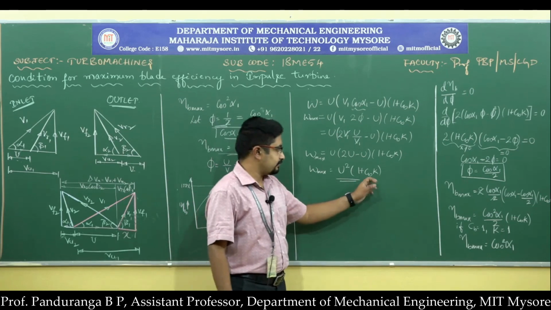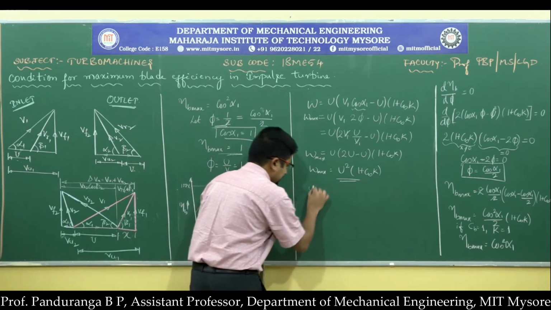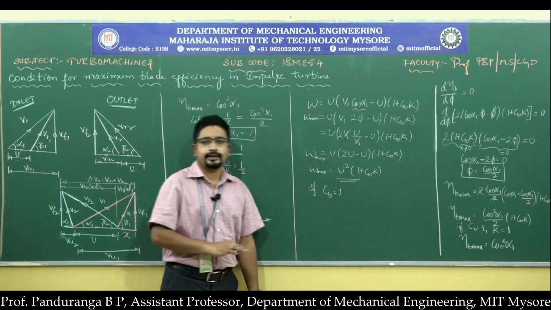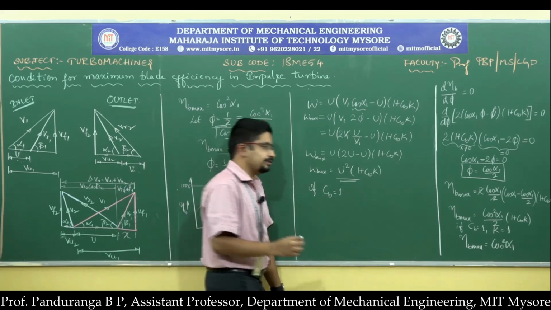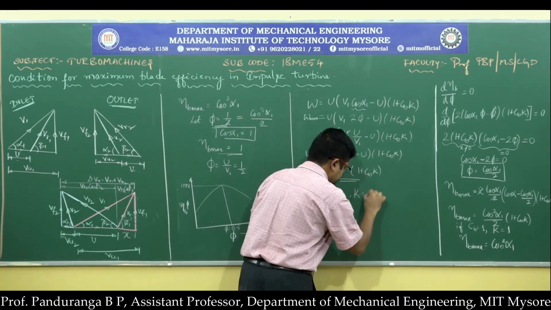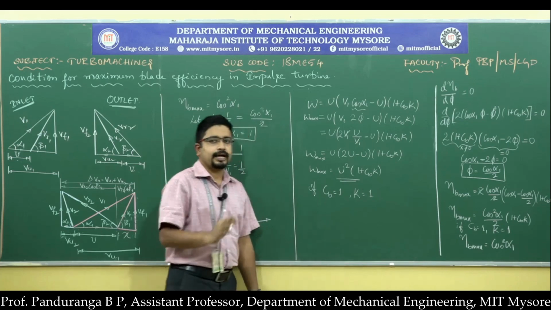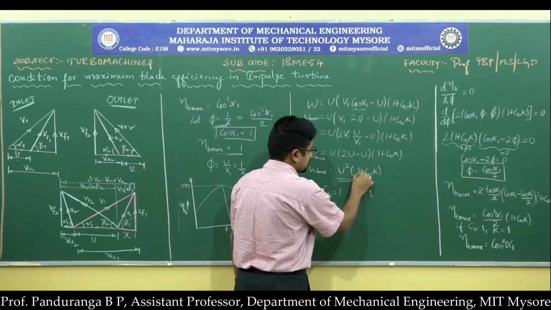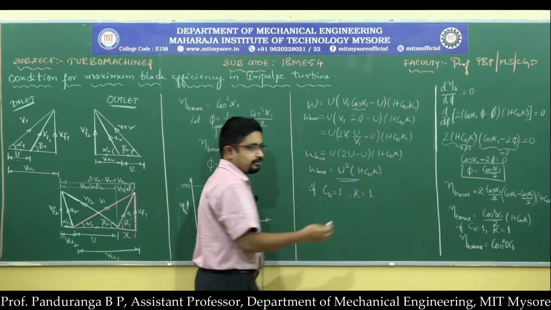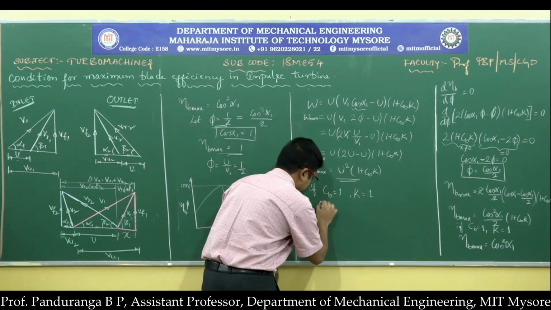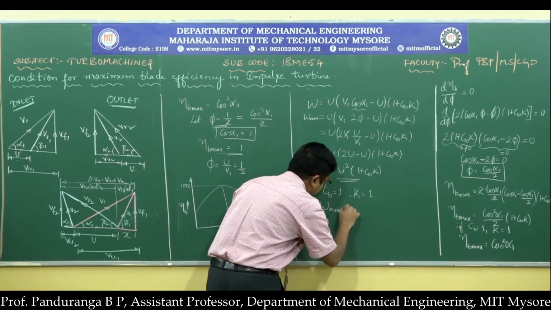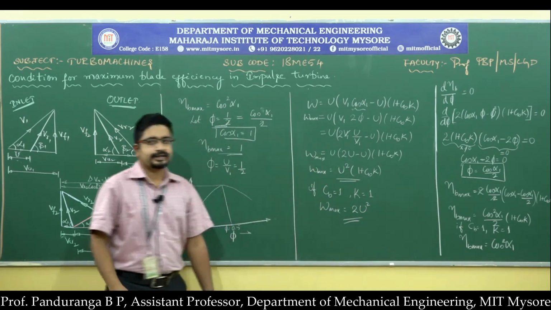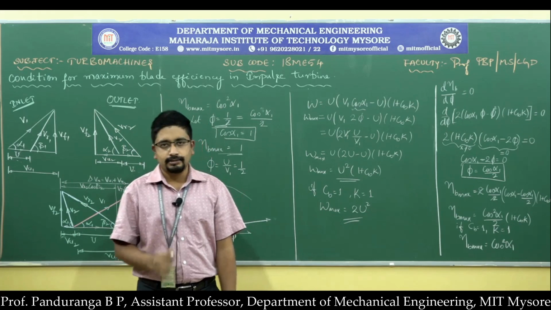Now let us see what happens when Cb and K are 1. So if Cb equals 1, that is the relative velocities at the inlet and outlet, Vr1 and Vr2, are same, and K equals 1, that is beta 1 and beta 2, the inlet and outlet blade angles, are same. In that case, this becomes 1 plus 1 into 1, that is 1 plus 1 is 2. So we have W max equal to 2 times U square. So this is the absolute maximum work which we can extract from an impulse turbine.